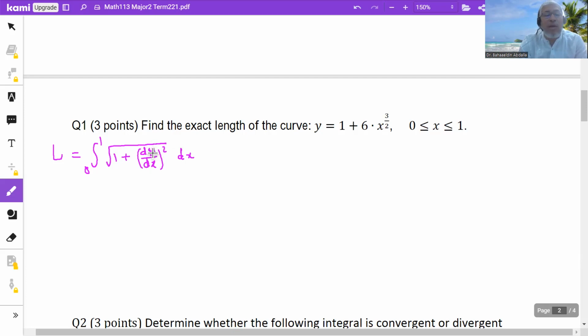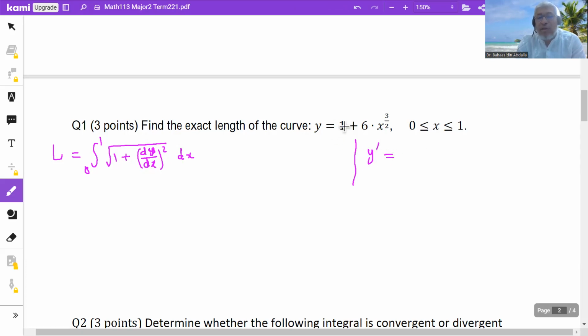Well, if y is given, then I will have dy, the integral would be with respect to y, and here I will have dx by dy. So I need the equation to be written in terms of x, and I'll find x prime or dx by dy. But here I have x from 0 to 1, so I'll use this formula. So I need dy by dx, which is y prime. So let me find y prime.